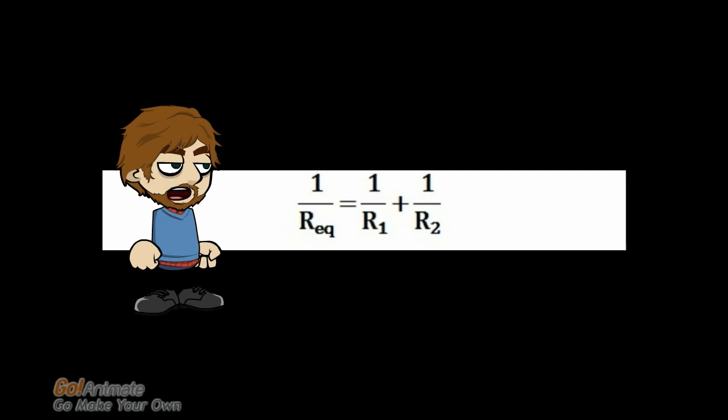But, looking at the left-hand side, this equation tells us how to find 1 over equivalent R, and we want to know the equivalent R. So, after we add the reciprocals of the resistances, we need to find the reciprocal of the answer to determine the equivalent resistance.